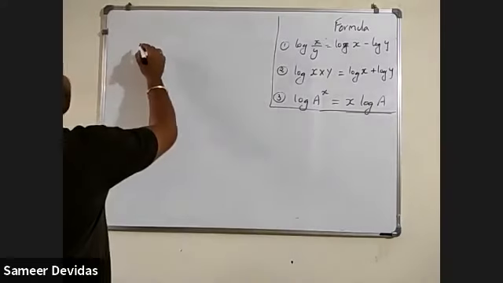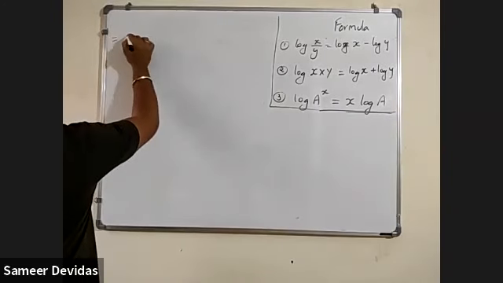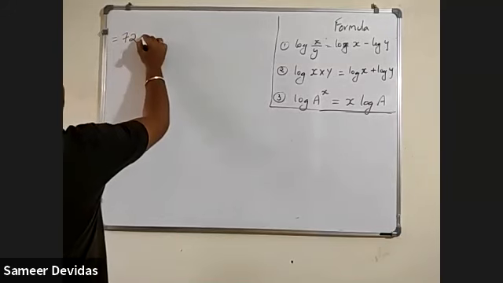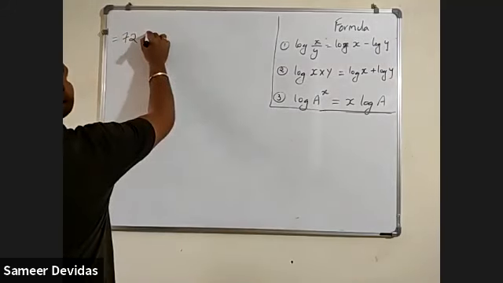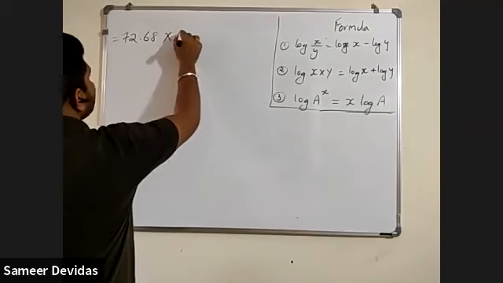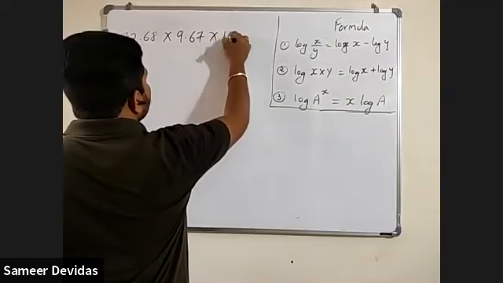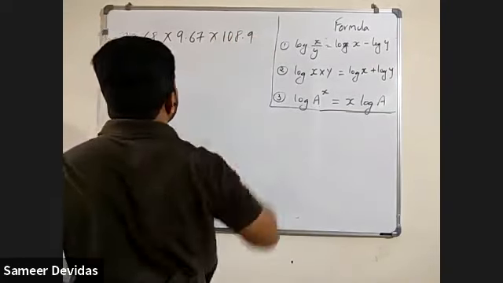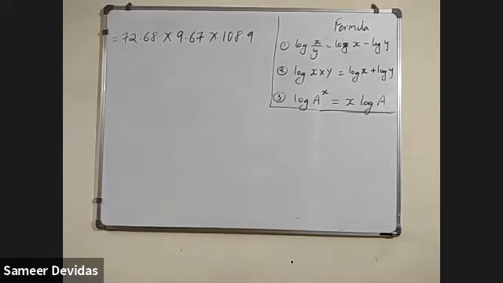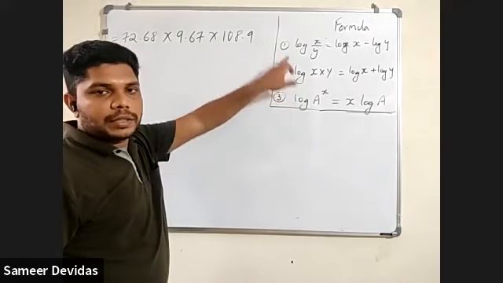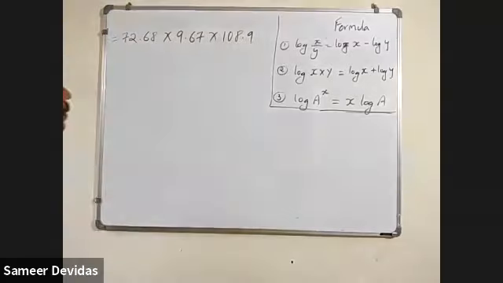Now we'll do one problem. 72.68 into 9.67 into 108.9. Check, it's a big number, right? Yes, sir. Okay, which formula are we going to use? First, second, third? Second, sir. Okay, second formula.